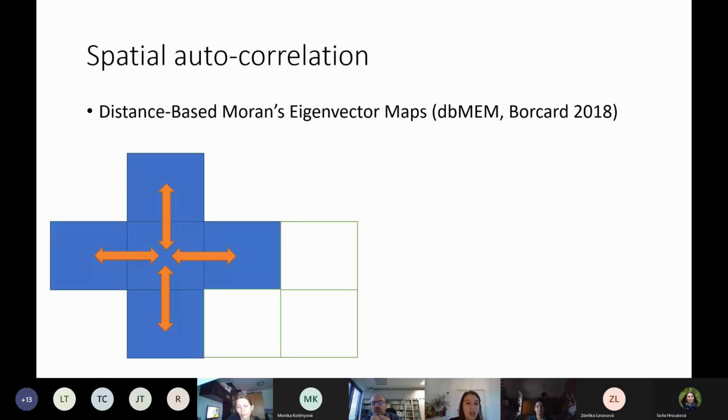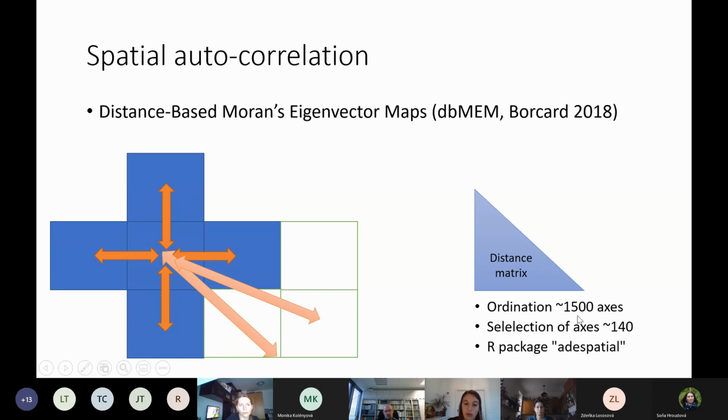So I also had to include the spatial autocorrelation, for which I used distance-based Moran's eigenvector maps, which are calculated from the distance between the cells. In our case, they are contiguous, and the distance between non-neighboring cells, or the ones furthest away, is given a higher value. So with this distance matrix, we calculate an ordination.